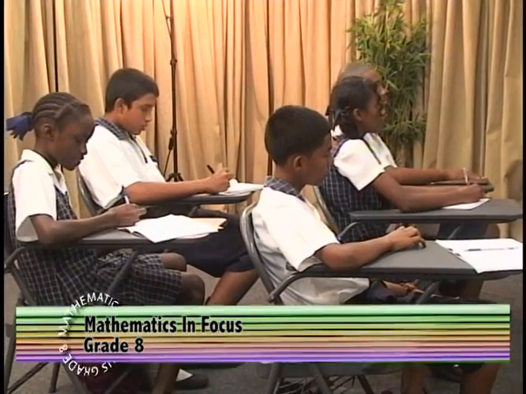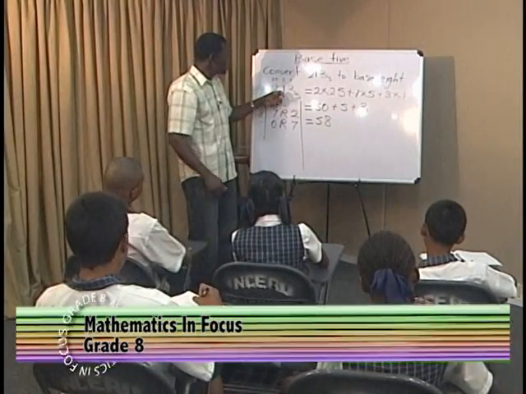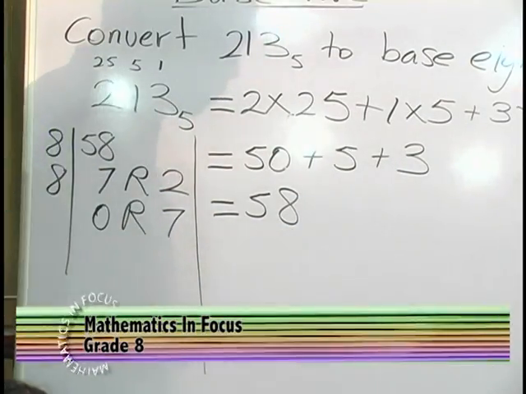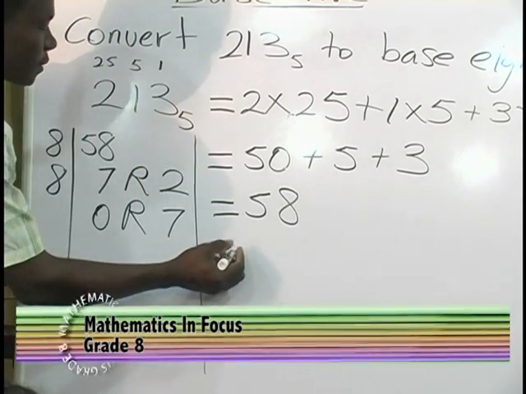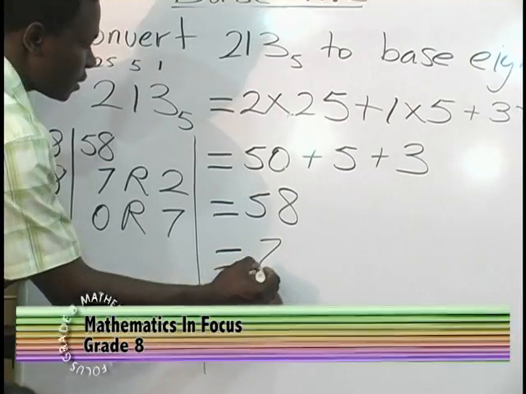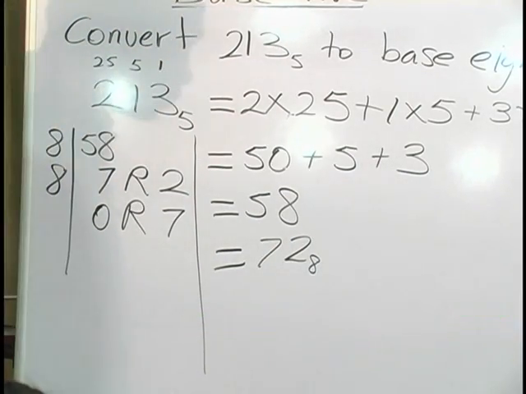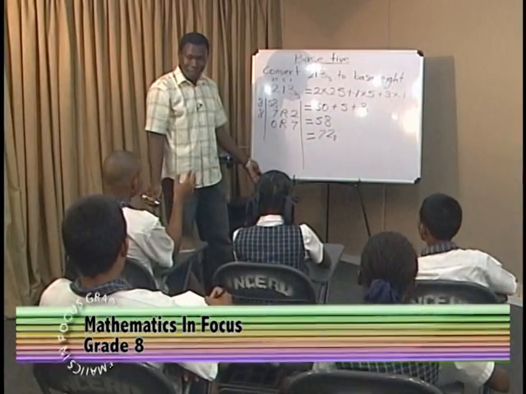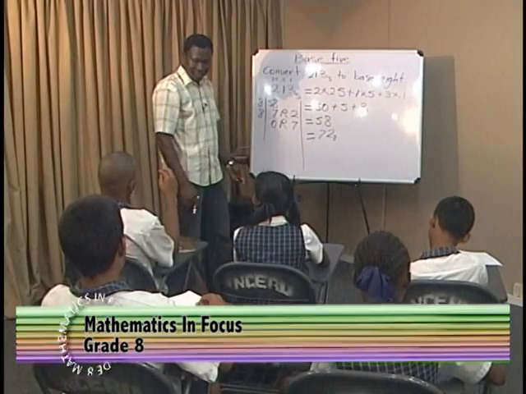So our problem is solved now, because we see that if we take 213 in base 5, it is 58 in base 10. And then 58 in base 10 is the same as 72 in base 8. So the problem is solved. We finished building the house and painting it.